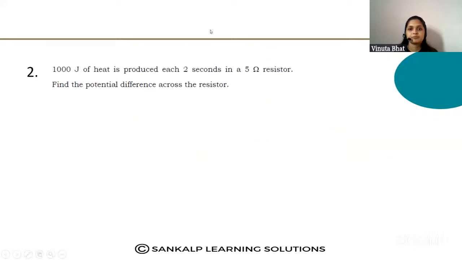Next question. 100 joule of heat is produced each 2 seconds in a 5 ohm resistor. Find the potential difference across the resistor. What is the potential difference across the resistor? You have to find out. First, write down the given data. Here R is equal to 5 ohm. Then t is equal to 2 seconds.